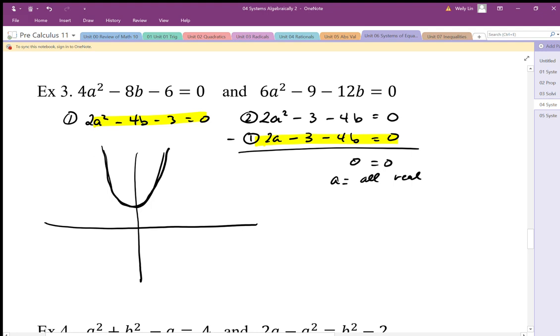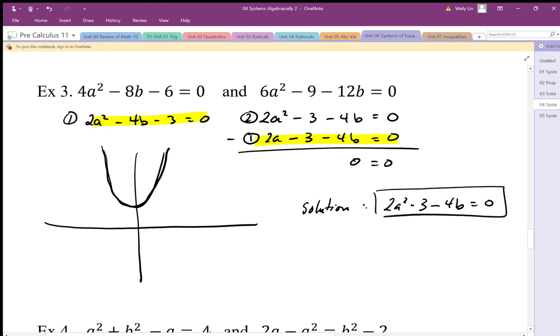Here we have the solutions for A and B. However, the solutions are going to be based on these two graphs, these two lines. So although we can say A is all real numbers, really the solution actually is going to look like this. The solution is the actual equation, is A squared minus 3 minus 4B equals 0. This is my solution. Okay, so this is how I express it.